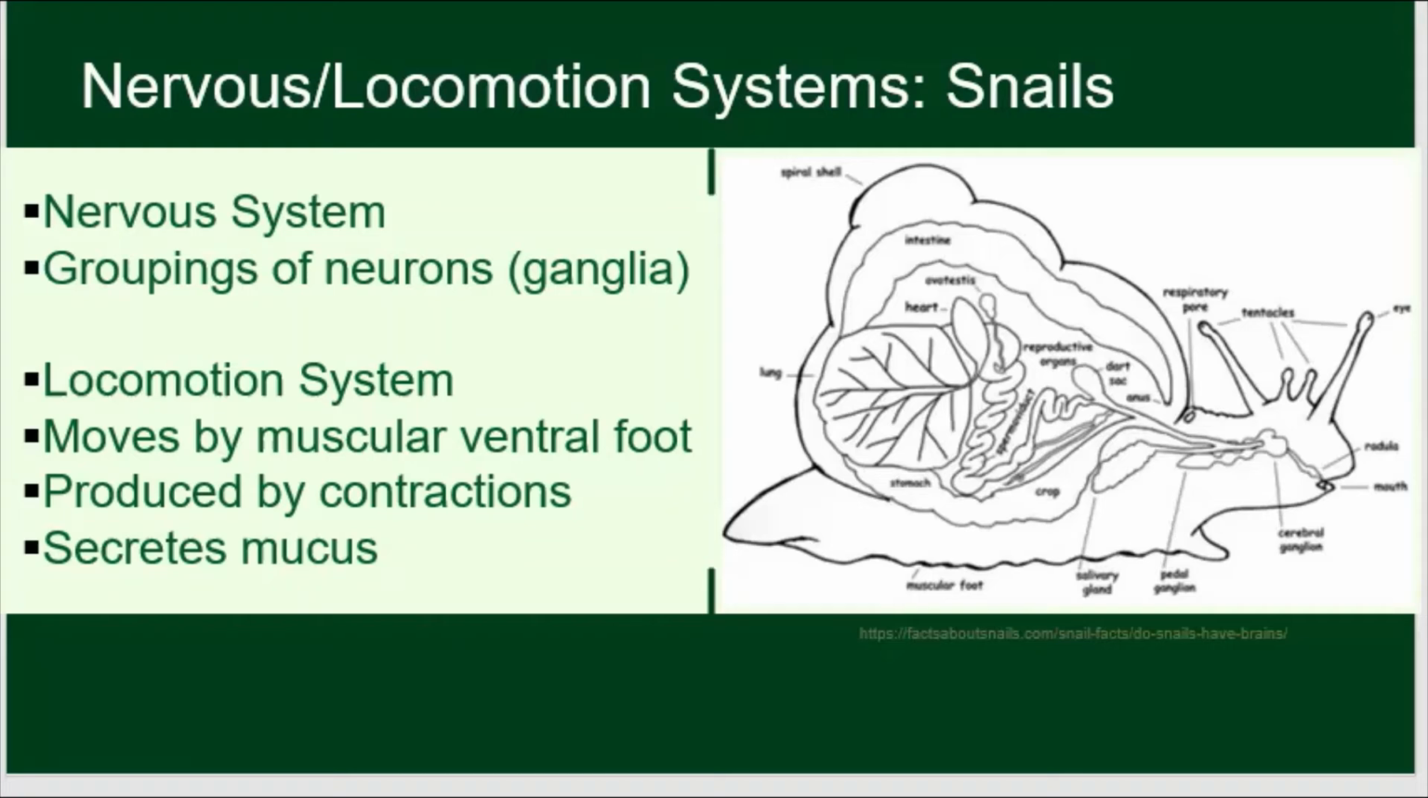For the locomotion system, snails move by the muscular ventral foot, which is powered by the contractions of smooth muscle. The salivary gland also secretes mucus for the foot to keep it slippery and to also keep the snail moist.